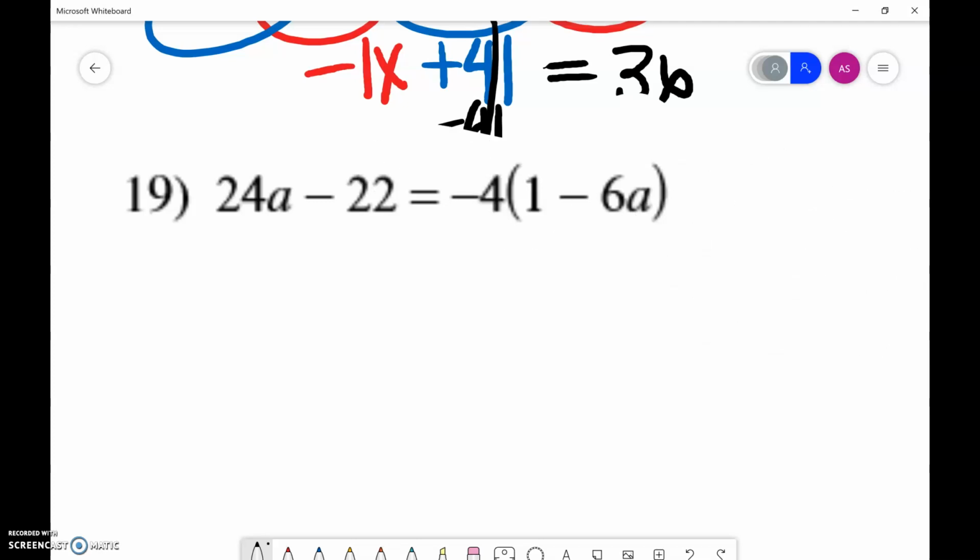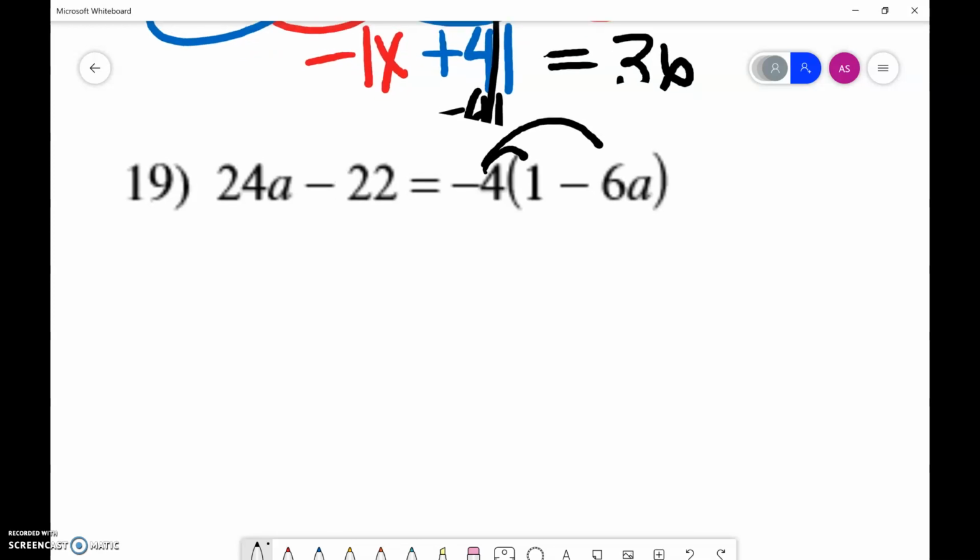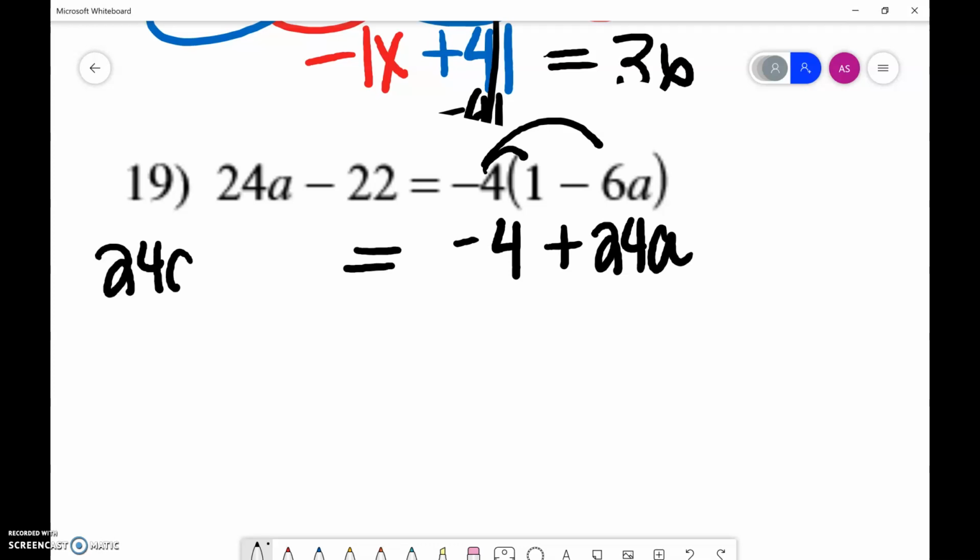All right, so my first step, I'm going to multiply -4 into both of those terms. So I'm going to have -4 plus 24a. Then I'm going to have 24a minus 22 on my left side.